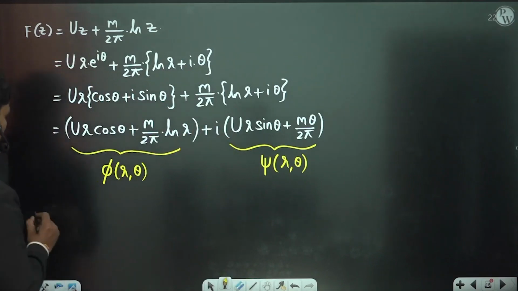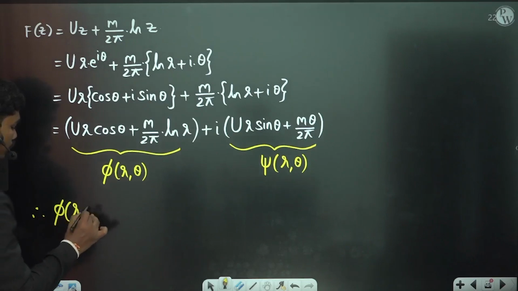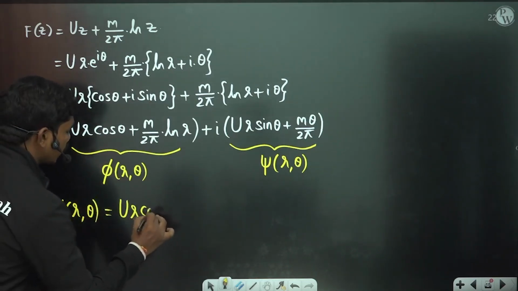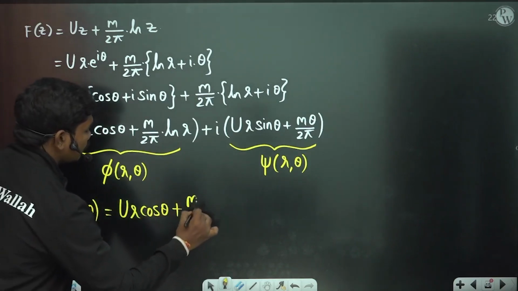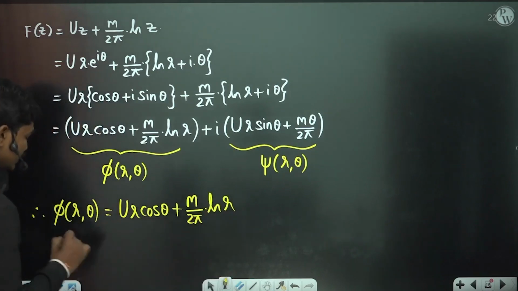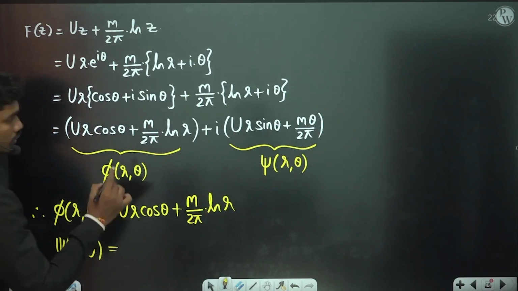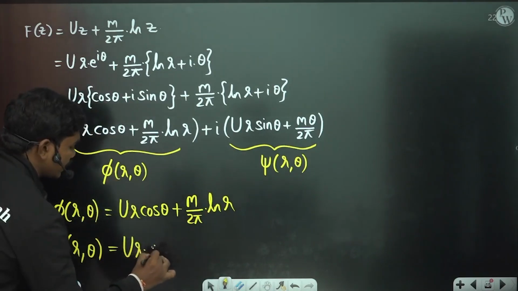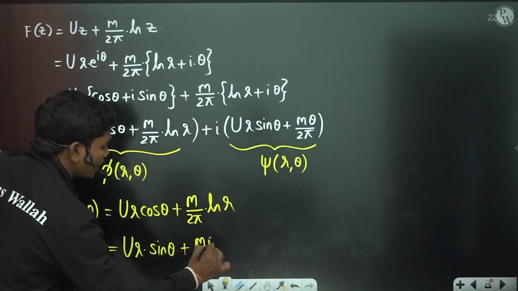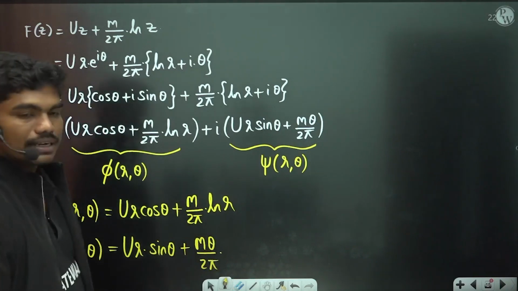Therefore phi of r comma theta is equal to U r cos theta plus m by 2 pi times ln r. Similarly, the stream function psi of r comma theta is equal to U r times sin theta plus m theta by 2 pi is what you have here.